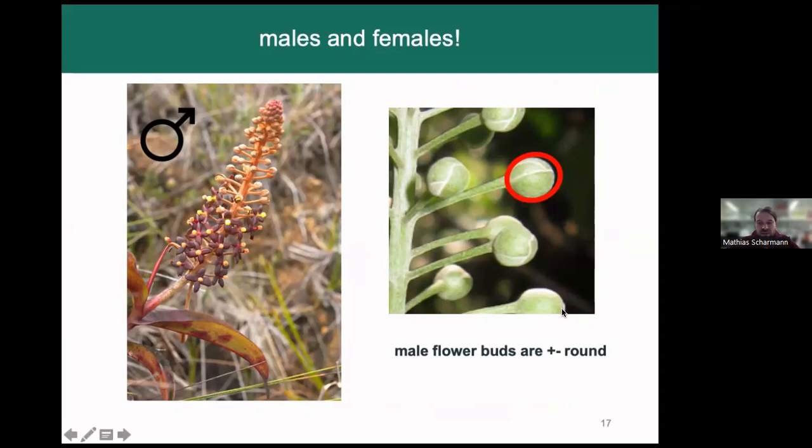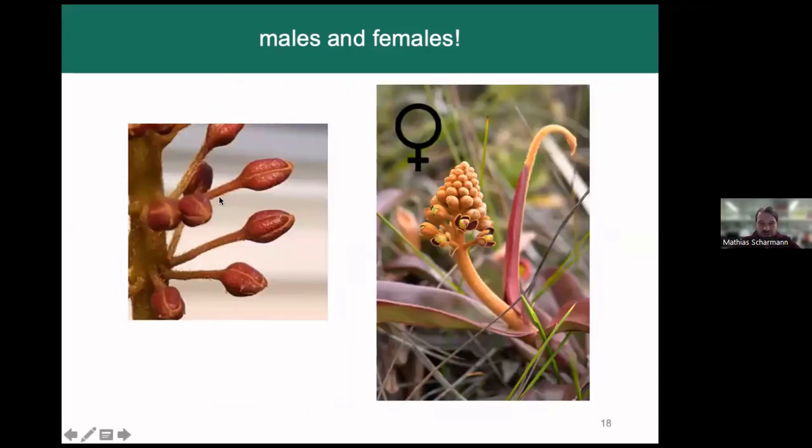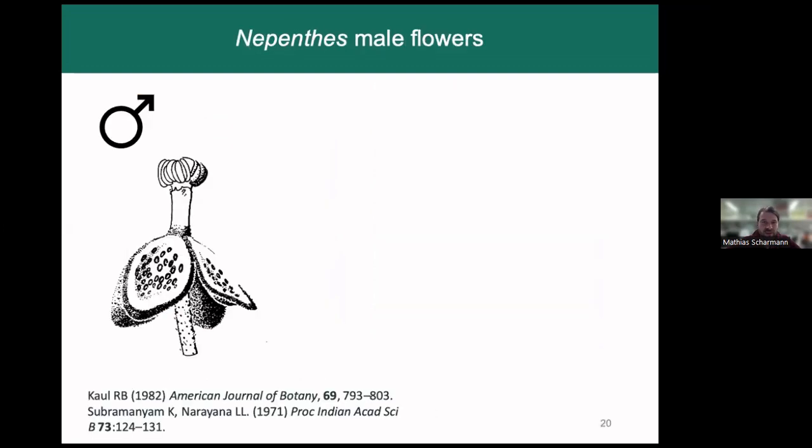So if your Nepenthes is coming into flower and you're wondering, is it a boy or a girl? The first thing is to look at the roundness of the flower buds, because in the female, the flower buds tend to be more or less oval shaped, so more long. And this is usually a way to tell a bit before it's flowering which sex it may have.